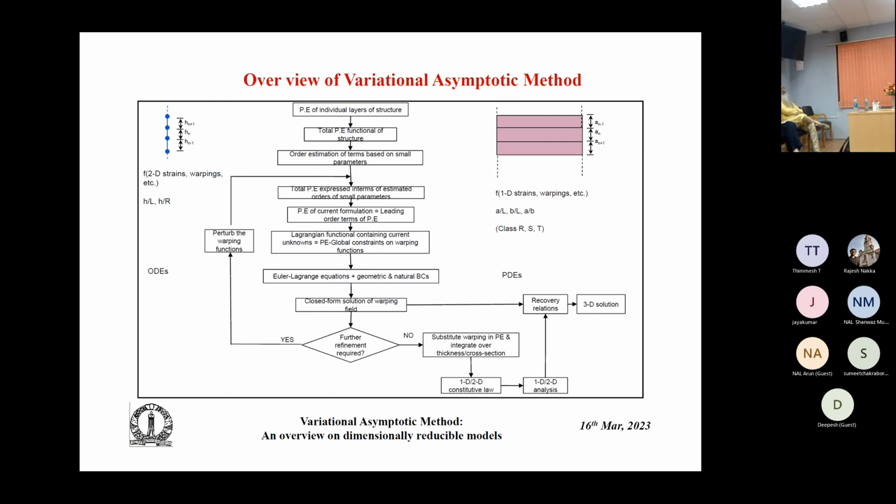If we want further refinement, perturb the warpings and make the perturbed warpings of higher order than the order which has been estimated before. Once the warpings are perturbed, the same procedure is followed, and we can do this iteration till we get to the desired accuracy. Once we feel that we are in line with the desired accuracy, we can substitute the warpings into the total potential energy and integrate over the thickness if it is a plate, or integrate over the cross section if it is a beam.